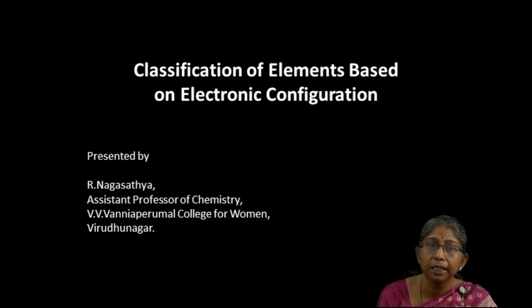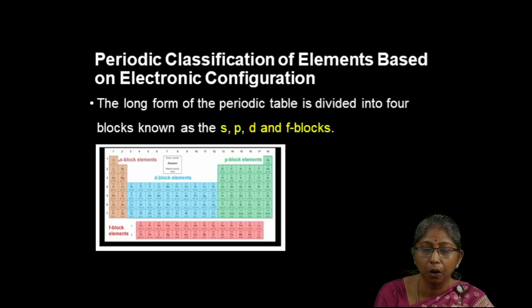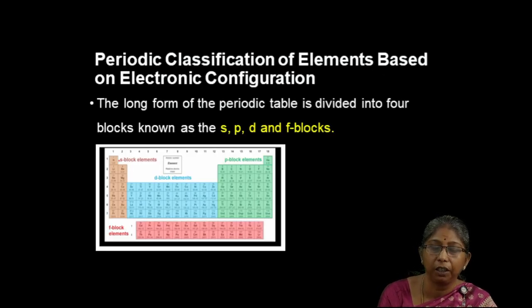In this video, let us see about the classification of elements based on electronic configuration. In the modern periodic table, or the long form of the periodic table, you know that the elements are classified as 7 periods and 18 columns. And in order to make it easier for us to understand and remember, this classification of elements based on the electronic configuration was given.